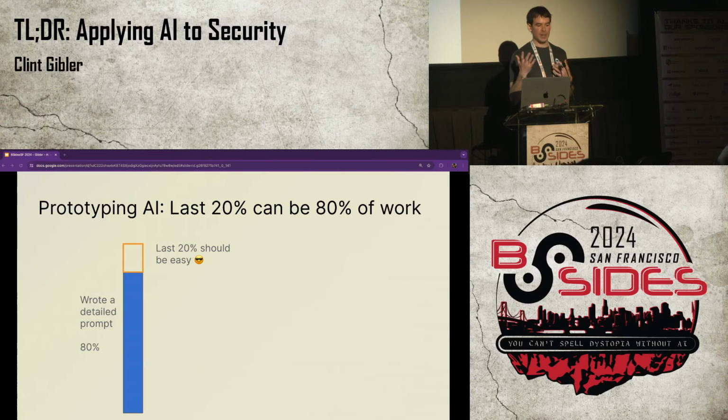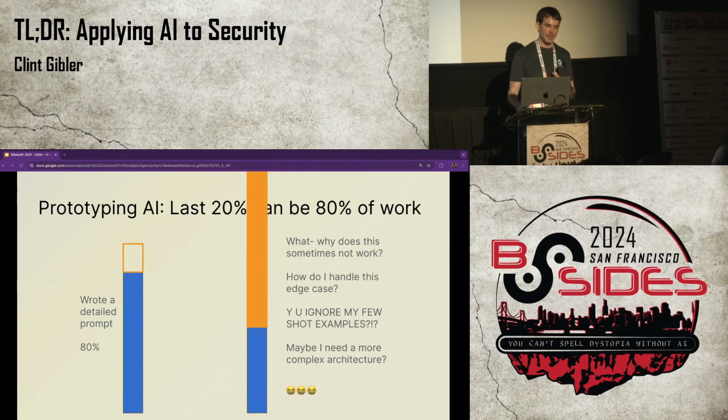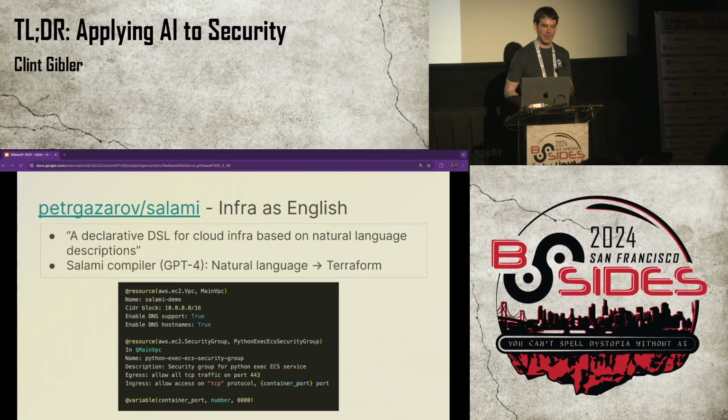One thing I wanted to call out is, at least in my experience, if you write a really detailed prompt, that can actually pretty quickly get you 80% of the way there. And you might be foolhardy like me and think this last 20% is going to be easy. But like with a lot of things in writing software, the last 20% can be a lot of the work. You might think, well, I can get this to work 90% of the time, but randomly, indeterminately, it doesn't. I gave you some few shot examples. Why are you ignoring them? Maybe I need to change my architecture. So just be aware of it and keep trying.